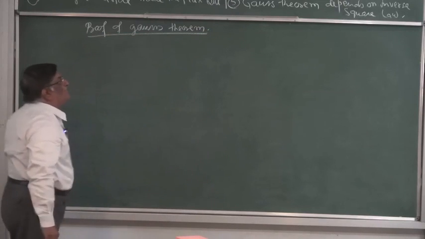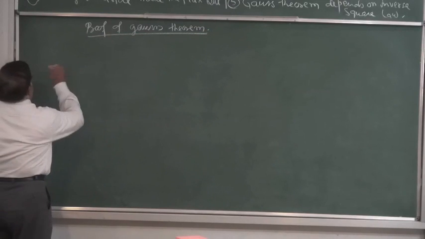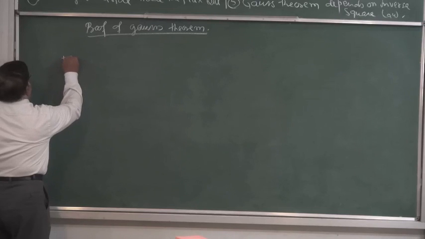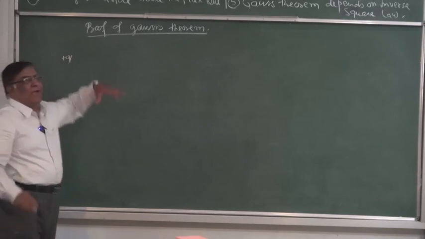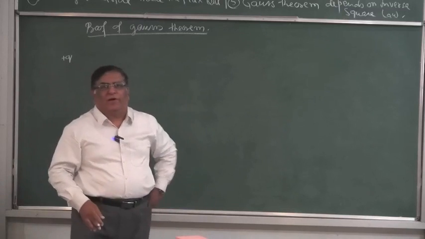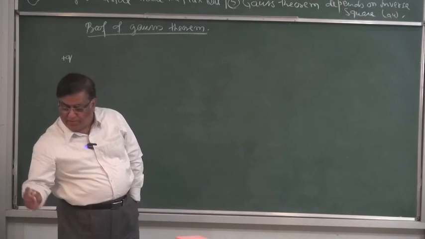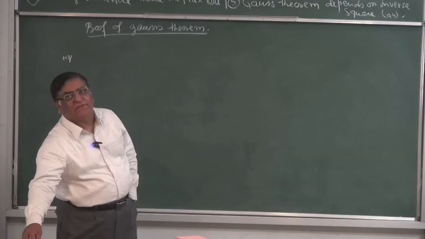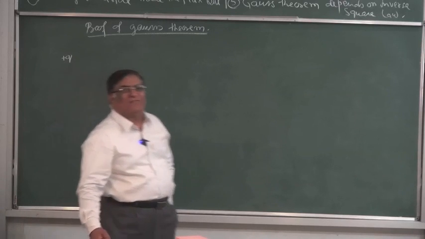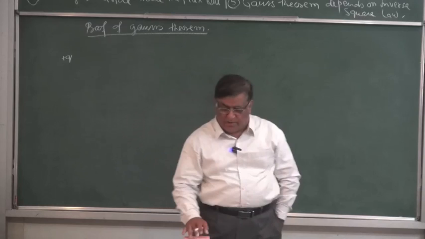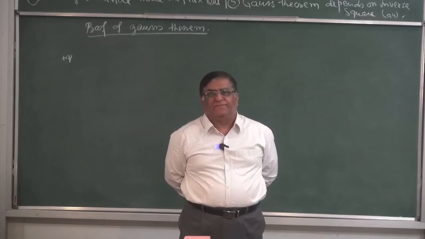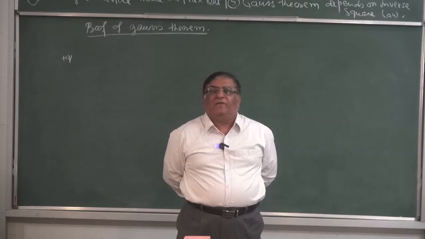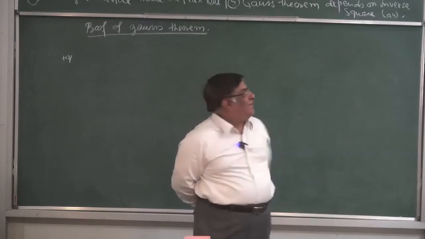Proof of Gauss theorem. There is a charge Q located at a point and it is having its field all around it. We will make a Gaussian surface about it. What is a Gaussian surface? Gaussian surface is an imaginary surface, and we can make it anywhere.